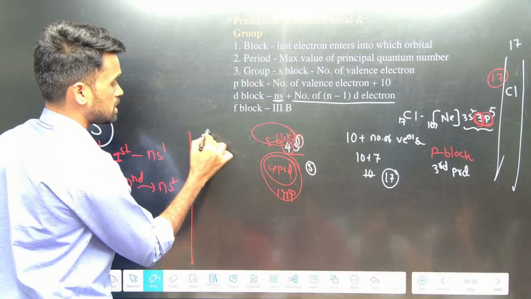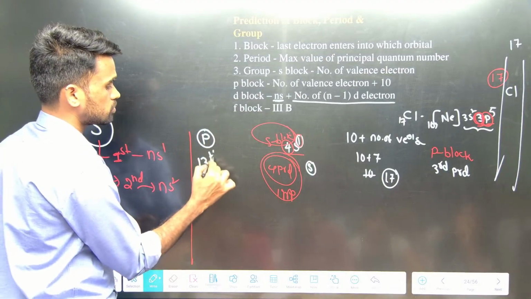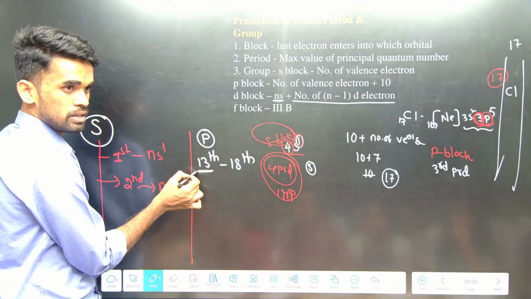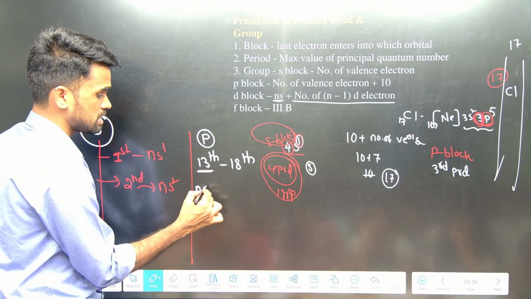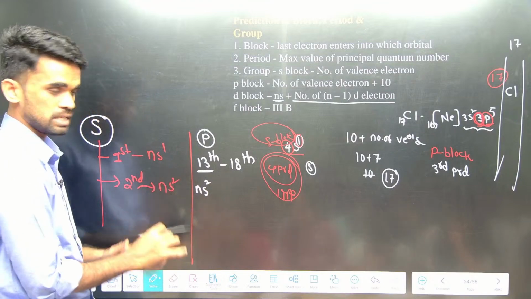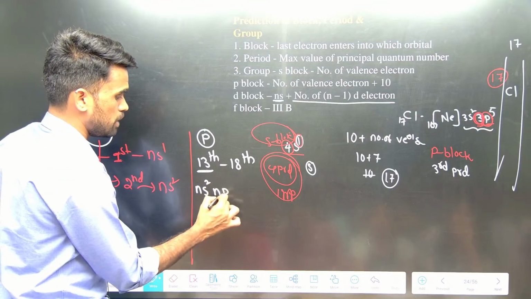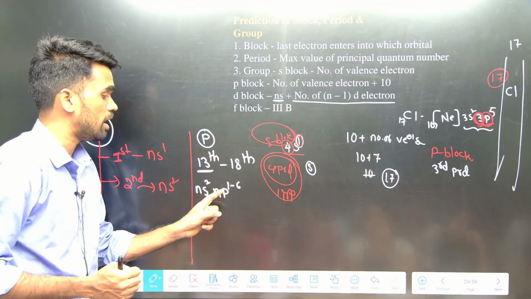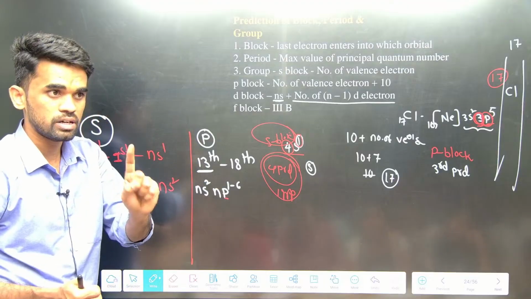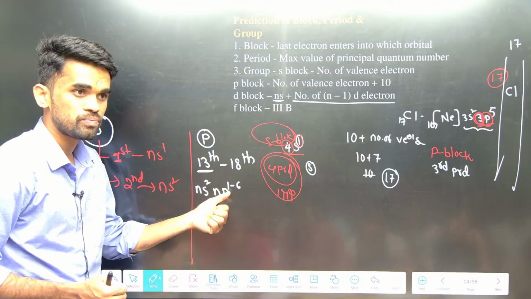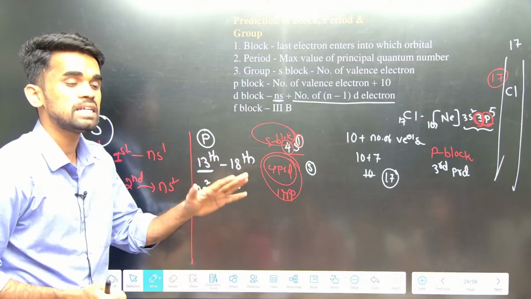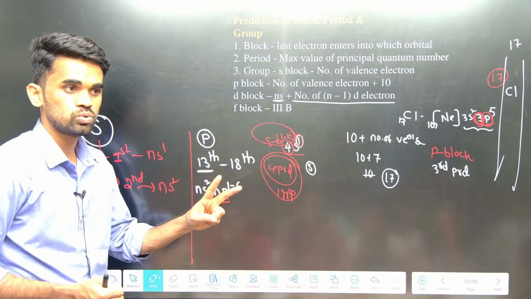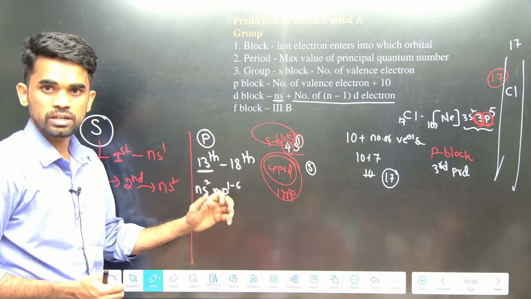Next, P block elements, we have from 13th to 18th. For them, the general electronic configuration is ns2. ns2 is fixed, and it varies from np1 to np6. If the p orbital contains only one electron, tell me, this is 2 plus 1, 3. So 10 plus 3, which group? 13th. If the p orbital contains 2, 2 plus 2, 14, 14th group element.